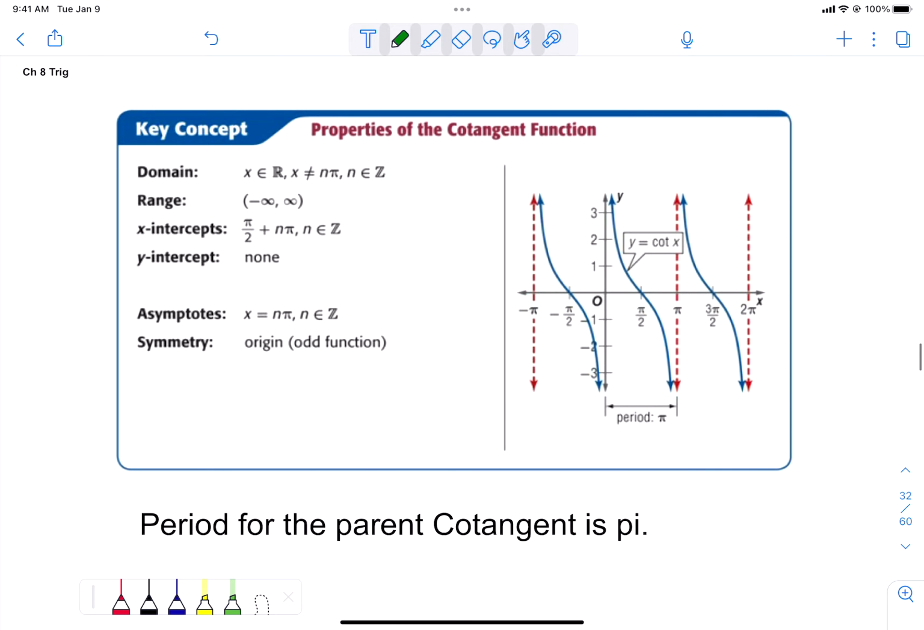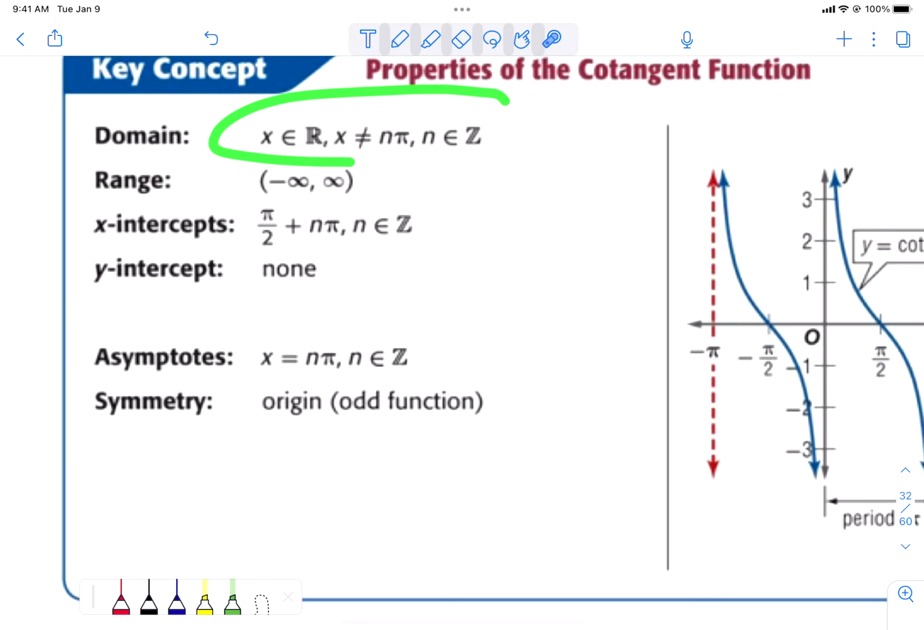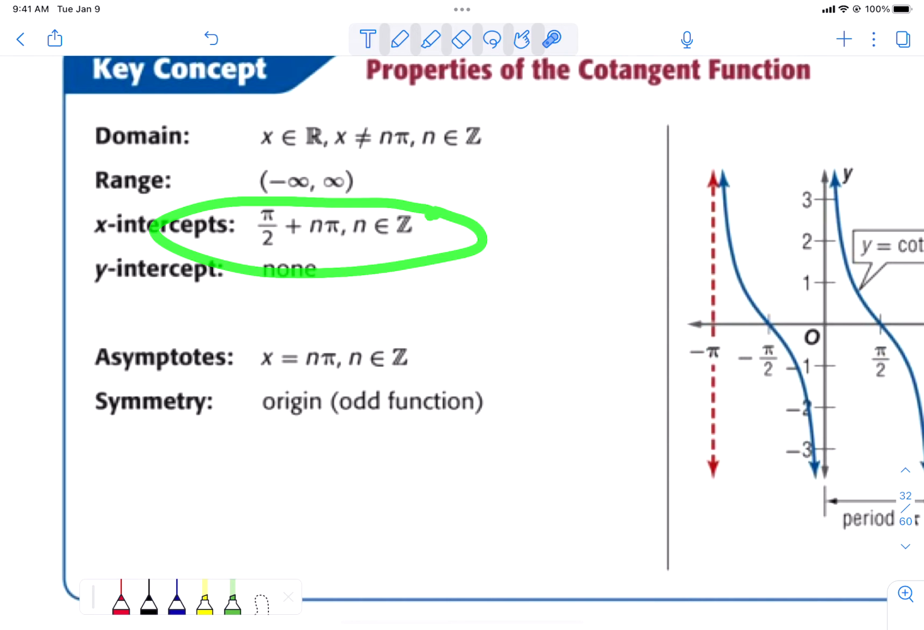So let's go ahead and look at the properties real quick. This time, the domain and the asymptotes mention that at every full pi, 1 pi, 2 pi, 3 pi, 4 pi, there is an asymptote, there is a problem. So the domain and the asymptotes look like that. They mention the n pi's. The range is still all real numbers. This time, the intercepts are at the odd half pi, so 1 half pi, 3 halves, 5 halves, 7 halves. This one never hits the y-axis, it doesn't have a y-intercept because there is an asymptote there.